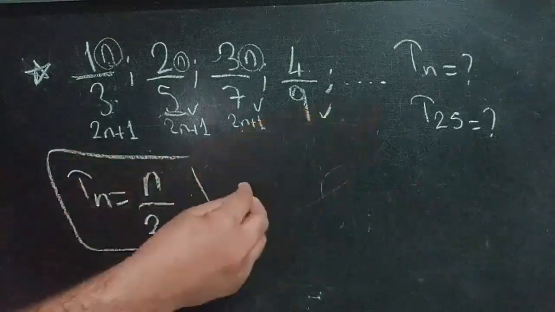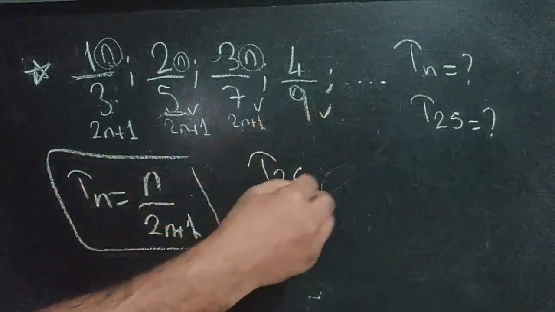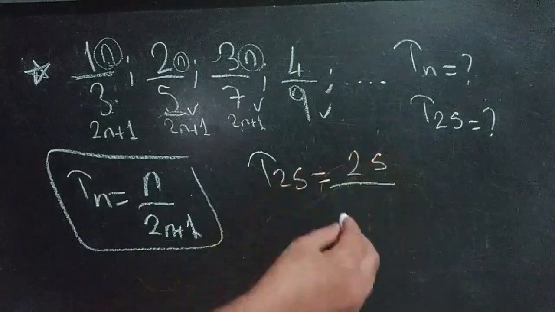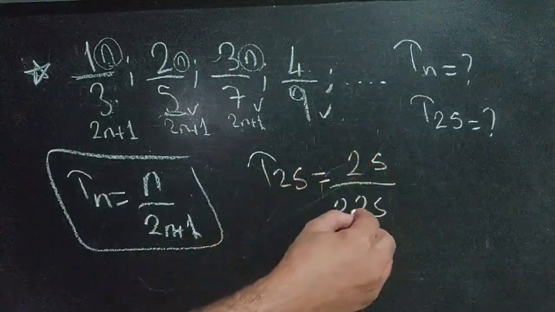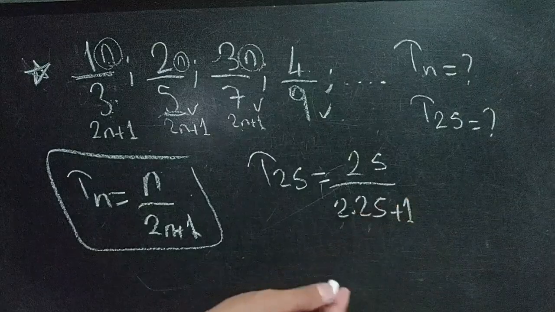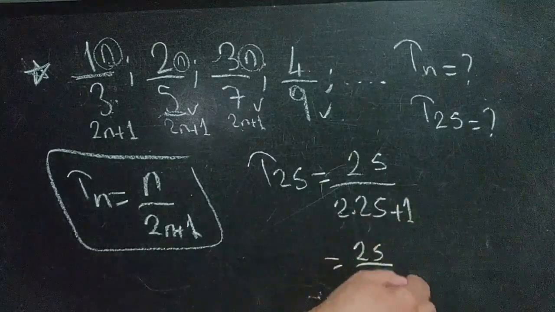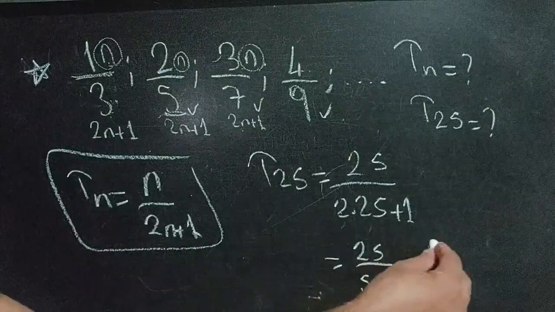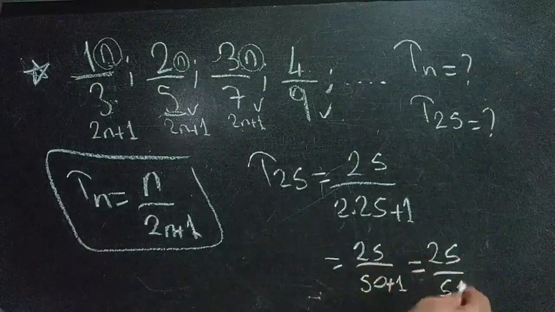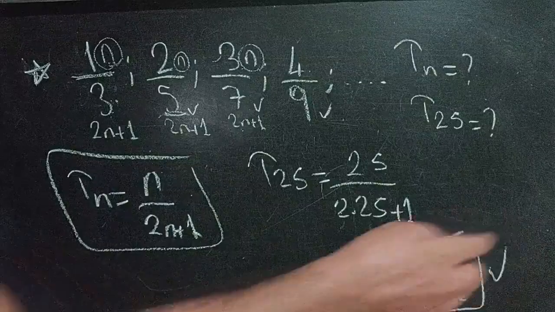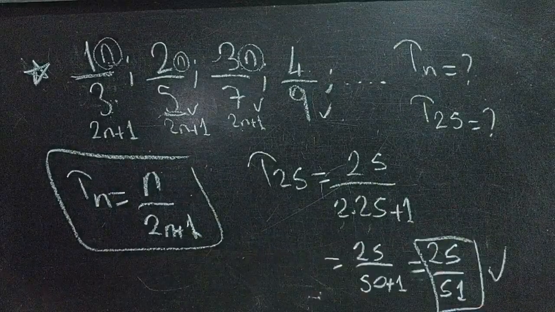So the question is asking, what is term 25? That will be 25 over 2 times 25 plus 1, which is 25 over 50 plus 1. That will give me 25 over 51. This is going to be your final answer.